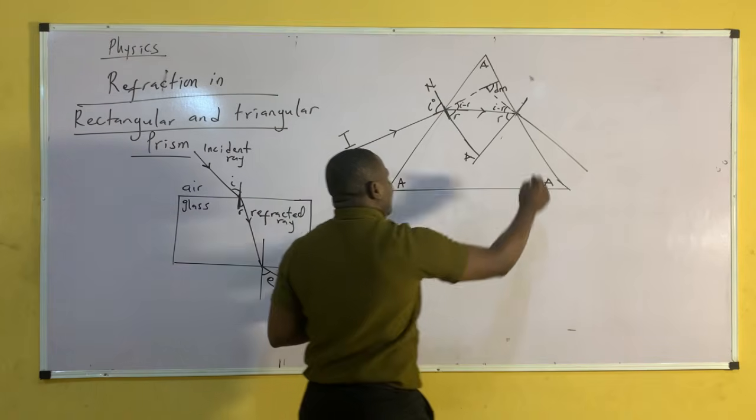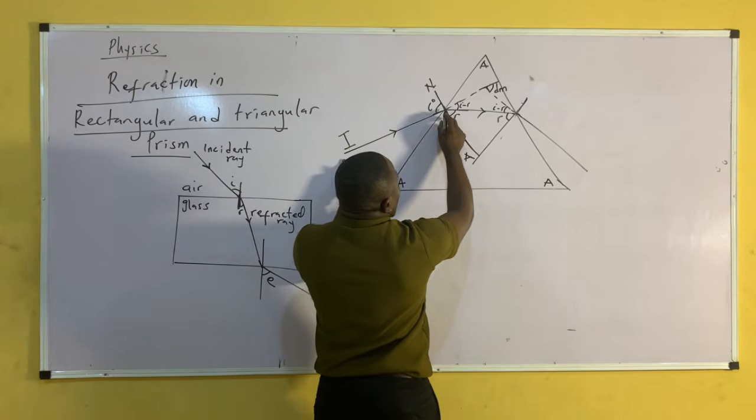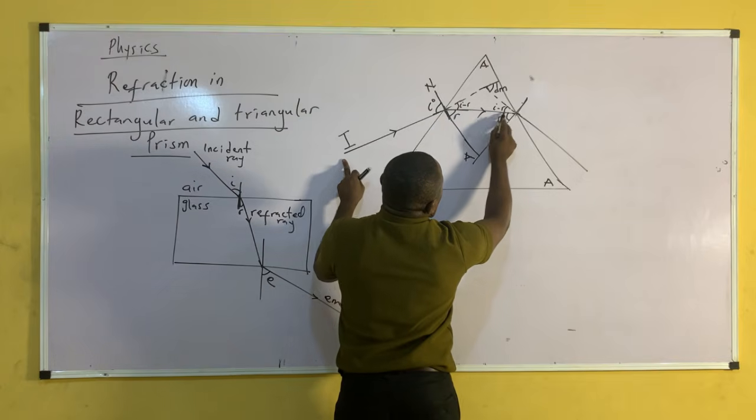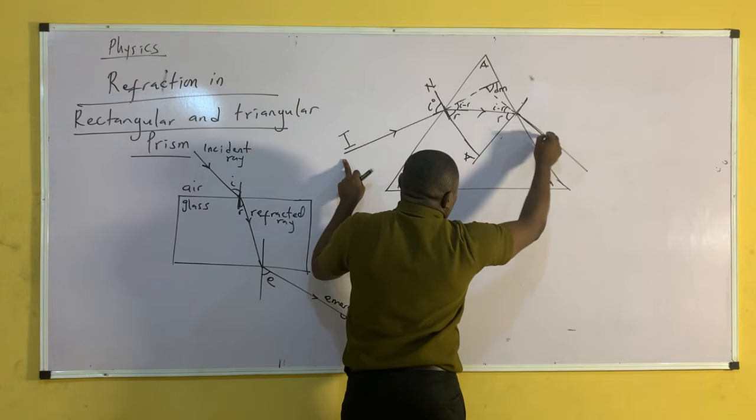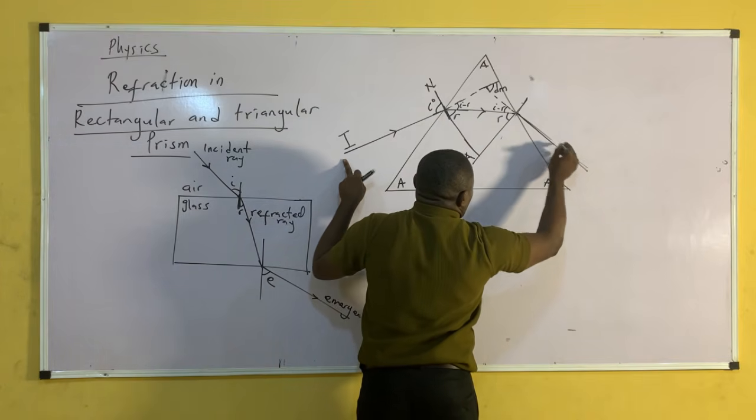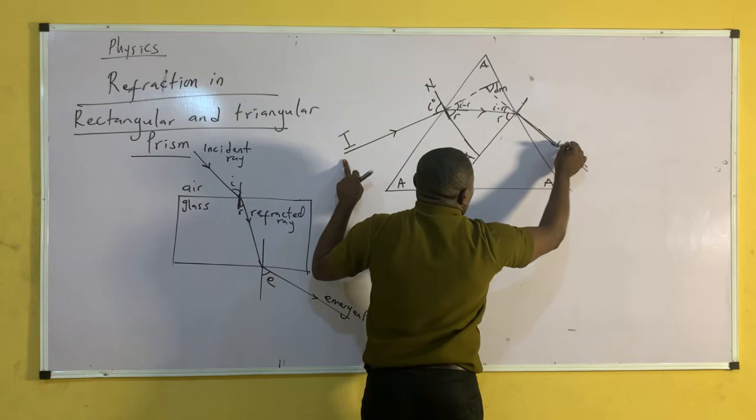Now, this ray is the incident ray. This is the refracted ray, while this is the emergent ray.